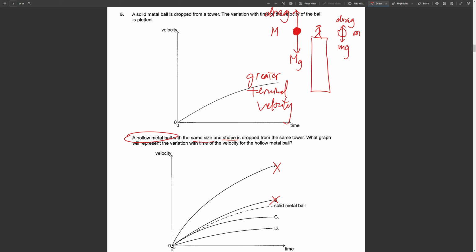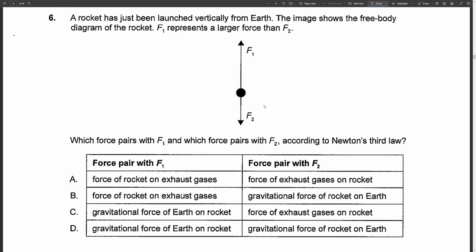You can check that the initial gradient of the dotted line is this one. Meanwhile, the initial gradient is indicating the initial acceleration. The acceleration is the gradient, and its acceleration should be 9.81, no matter whether it is hollow or solid, which means they should give you the same initial gradient, and C is the answer. In question 6, we have a rocket. It is just being launched vertically from the Earth's surface. And this single ball is representing the rocket.